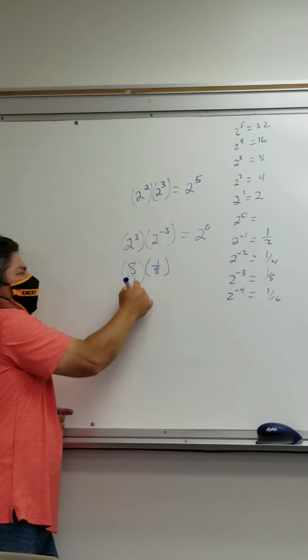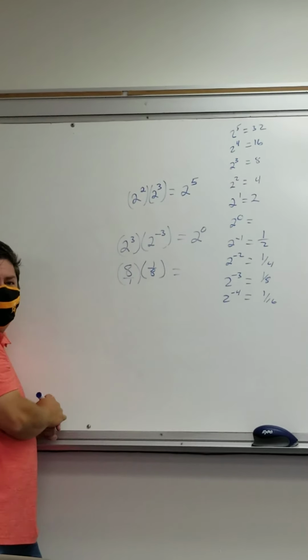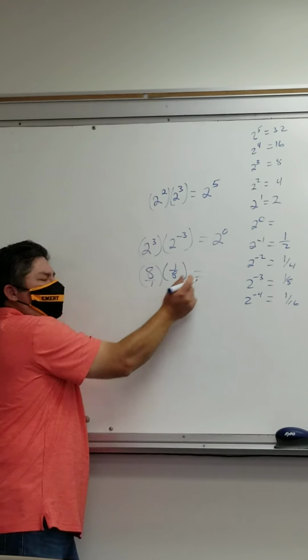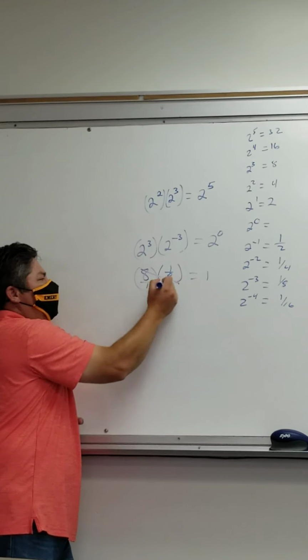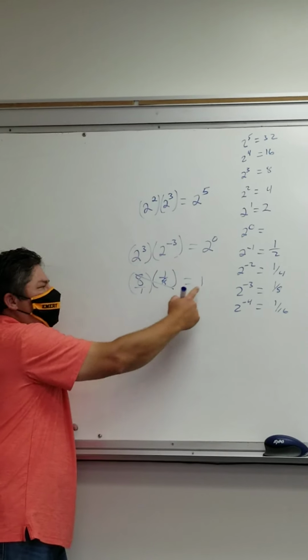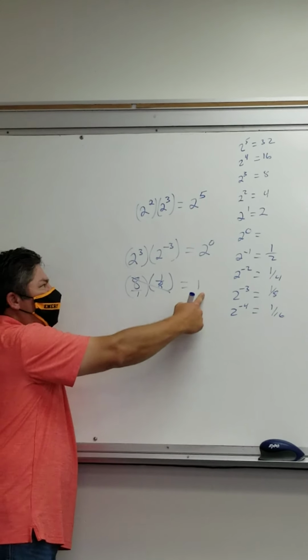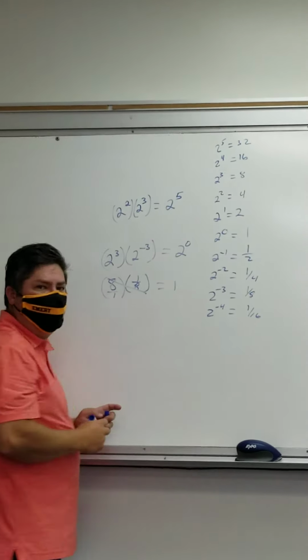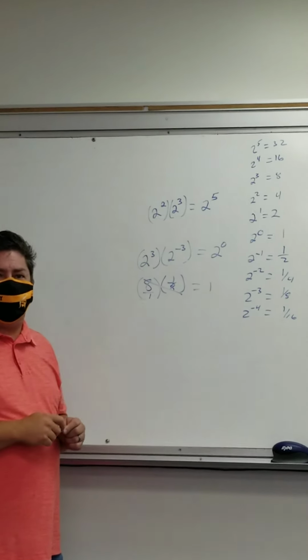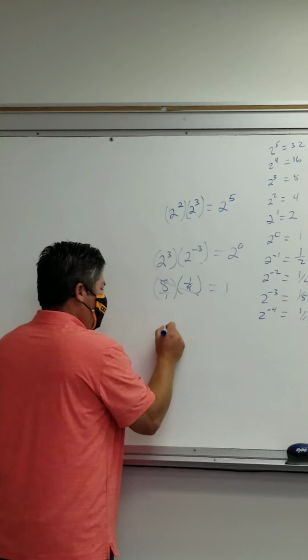What's 8 times 1/8? 0. Nope. 1. It's 1, because the 8's divide out. 1 over 1 is what? 1. So 2 to the 0 is? Anything to the 0 is. Watch this.